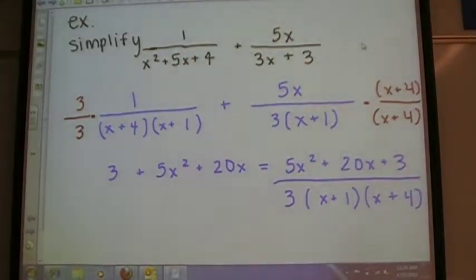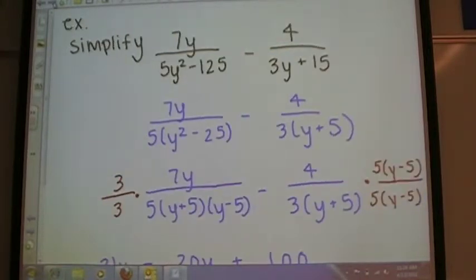All right, next one. Same type of problem, but it's subtraction. 7y over 5y squared minus 125 minus 4 over 3y plus 15.